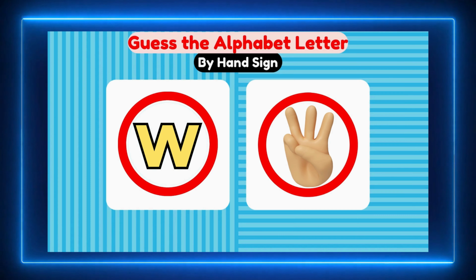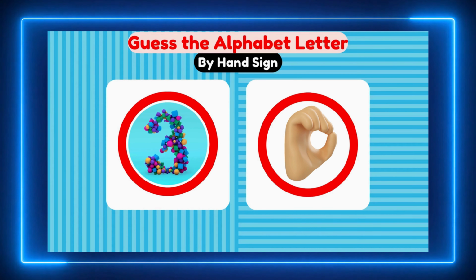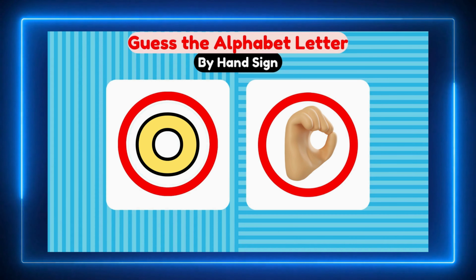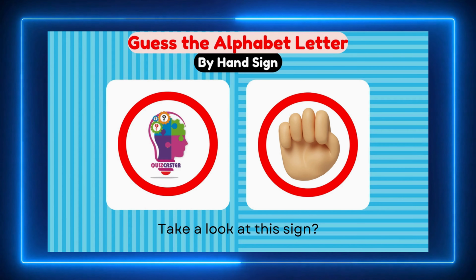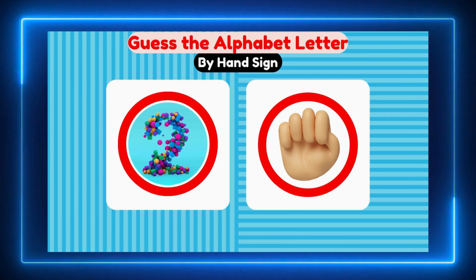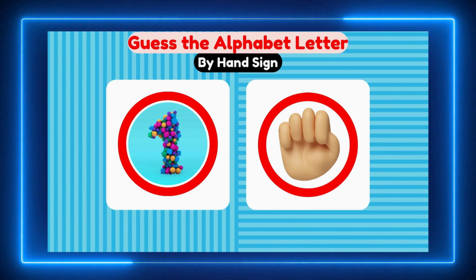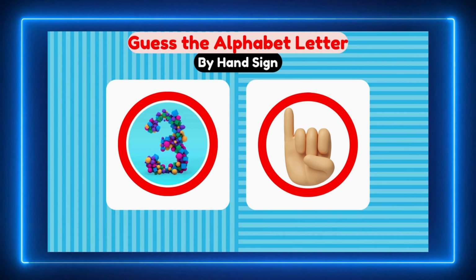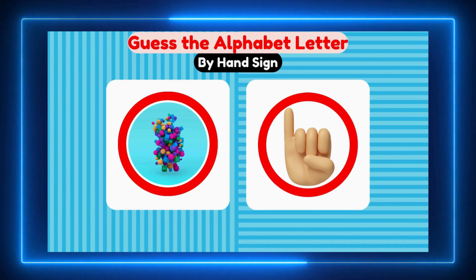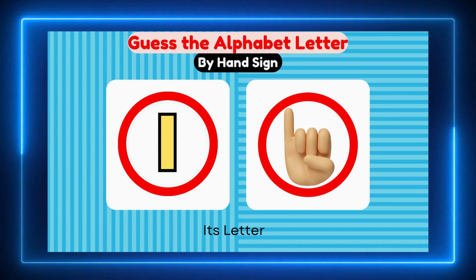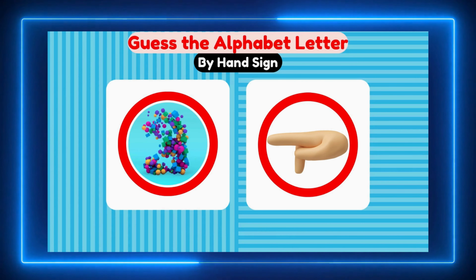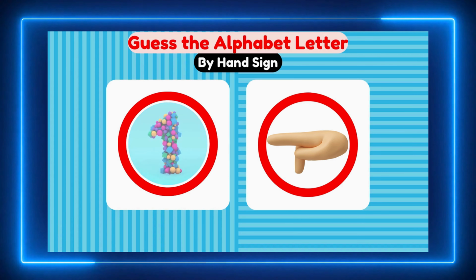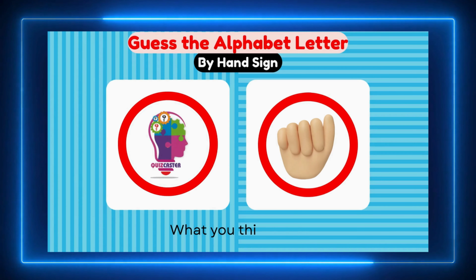W. Let's see if you can guess this one. O. Take a look at this sign. M. Which letter do you think it is? It's letter I. What could it be? P. What do you think it is?